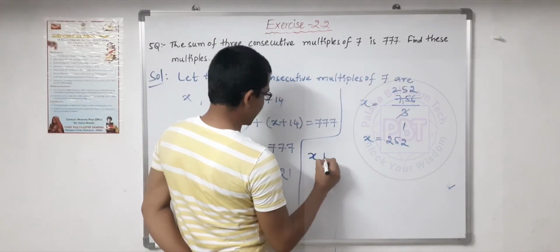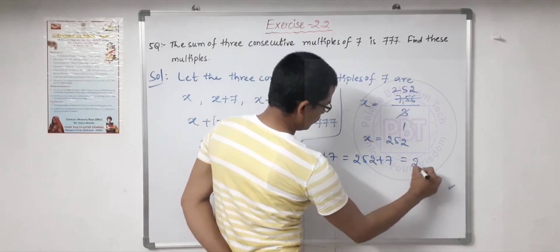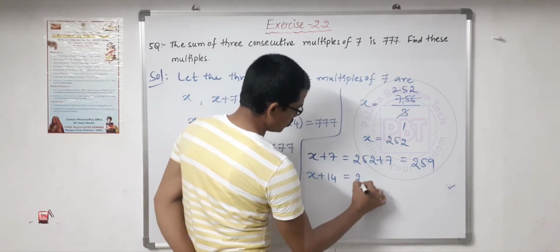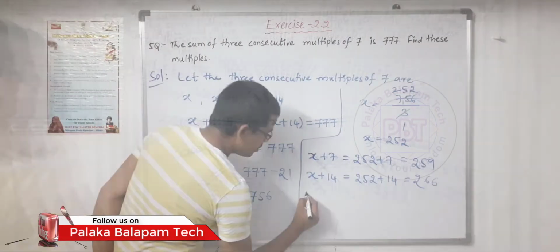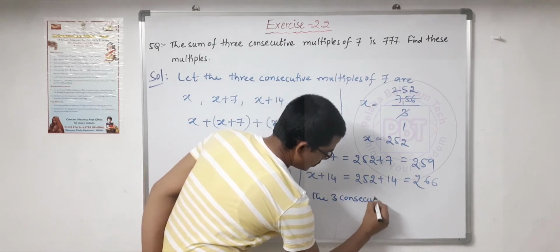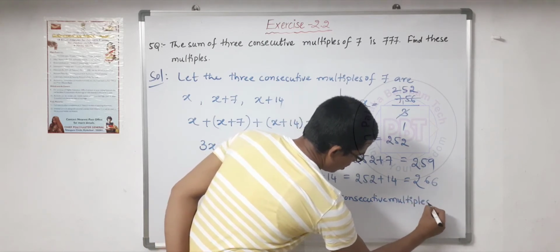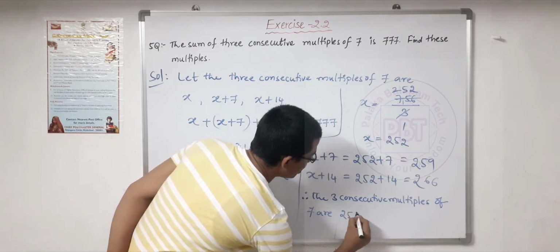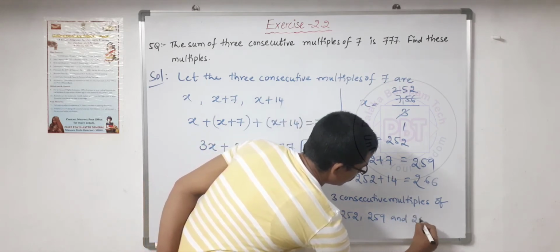The second multiple is x plus 7, which is 252 plus 7, 259. And the third multiple is x plus 14, which is 252 plus 14, 266. Therefore, the three consecutive multiples of 7 are 252, 259 and 266.